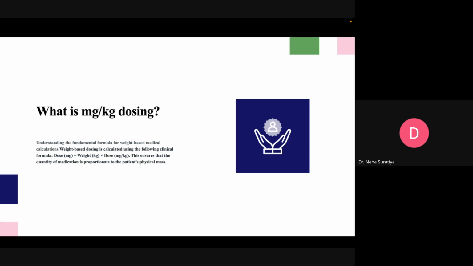So let's start with the very first: what is mg by kg dosing? Weight based, right? First of all, you need to understand the term mg by kg, which stands for milligrams of the drug per kilogram of body weight. Please understand, milligram. I hope you remember the previous session, yesterday's session, milligram.